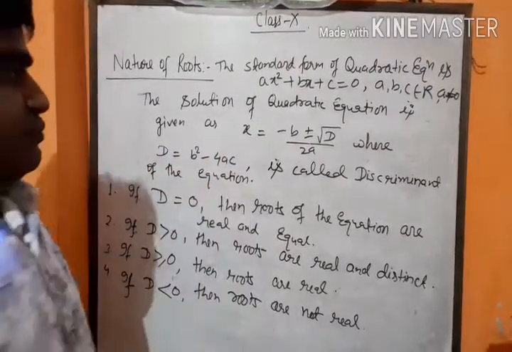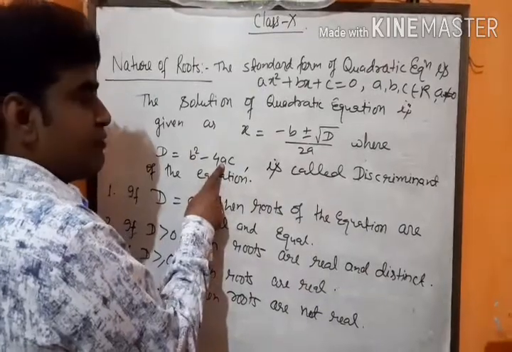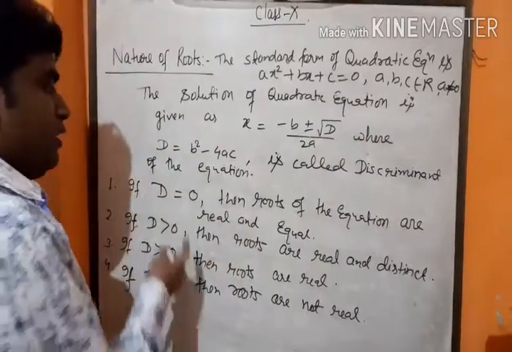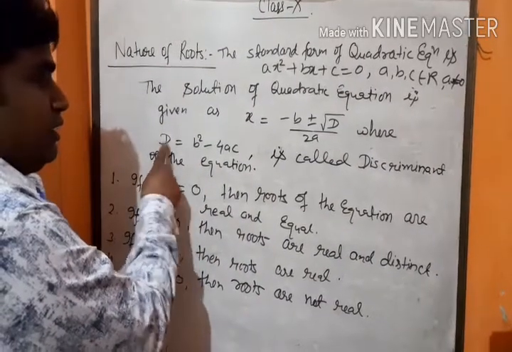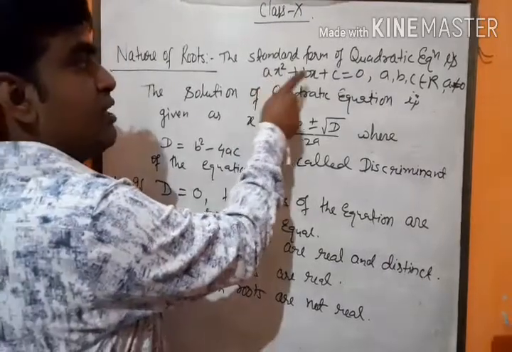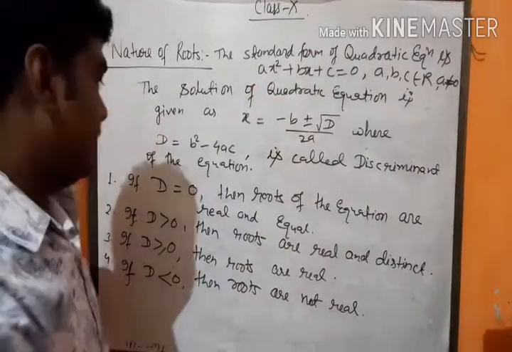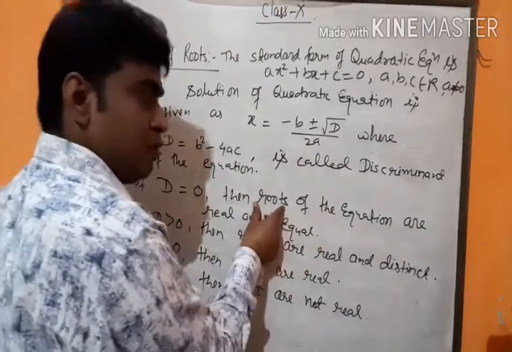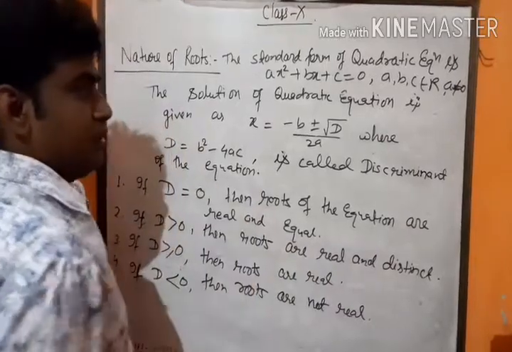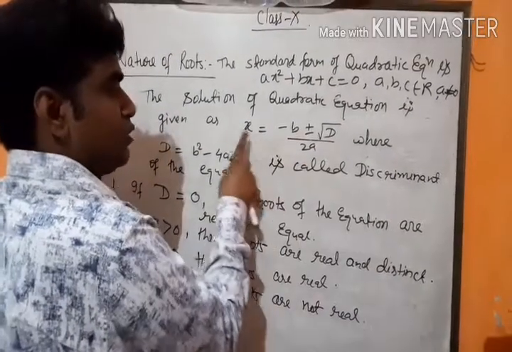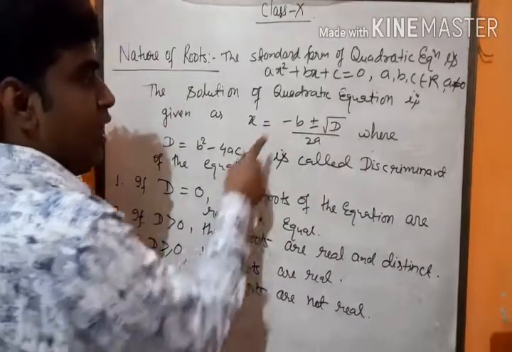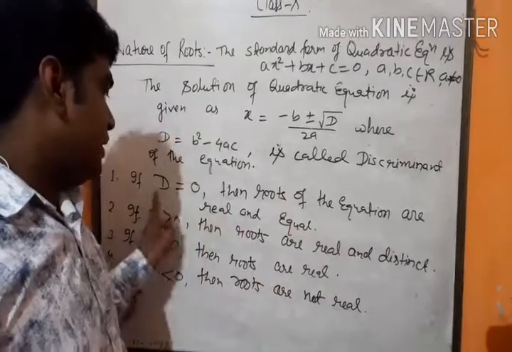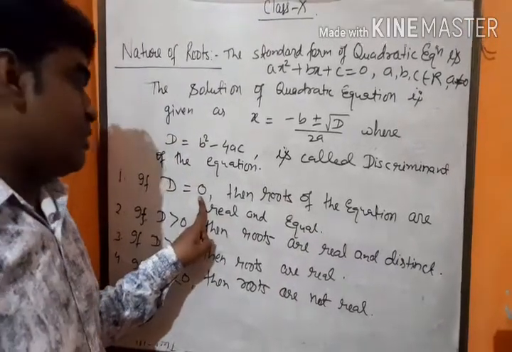Here we know that D is written as b² − 4ac, and it is called the discriminant of the given quadratic equation. It defines the nature of the roots. Nature of the roots means whether the solution of the given equation is real or not. If D = 0, then the roots, or zeros, of the given equation are real and equal. Now pay attention: if the value of D is 0, then our solution must be −b/2a, and we know that −b/2a is a real number, so we can say that for real and equal roots the discriminant of the given equation must be equal to 0.